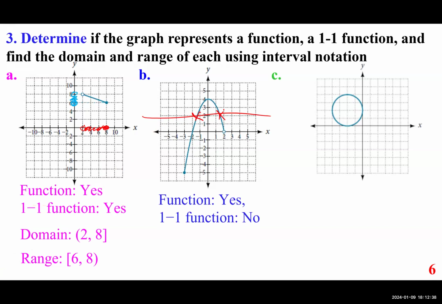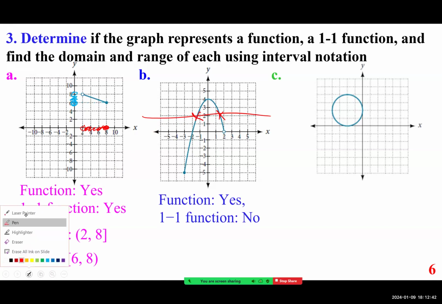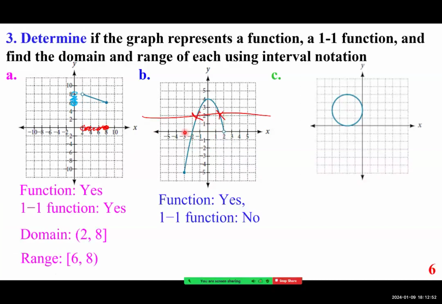What about the domain? Along the x-axis, if you look at this graph, this is the endpoint here. It covers it here. This is the endpoint here. It covers from here to here. Is -3 included? Yes. Is +2 included? No. From -3 to 2.